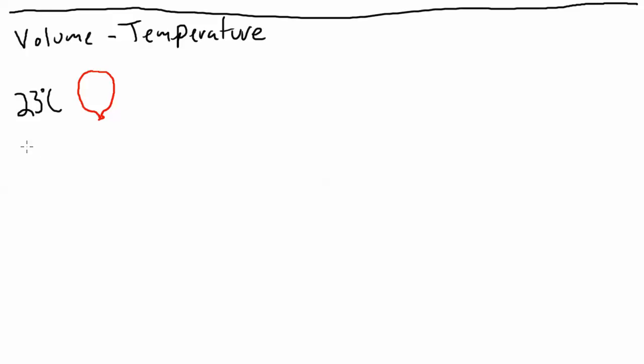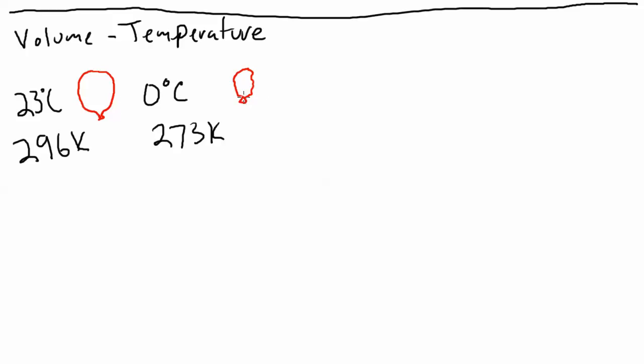What would that be? That would be 296 Kelvin. And then you take it outside on a cold winter day in Michigan, and we'll say it's freezing outside, so it's 0 degrees Celsius, which is of course 273 Kelvin. You know what happens to that balloon as the temperature of the air inside of it drops: the balloon shrinks. It goes from being fully inflated to being a pathetically small, shriveled up little balloon.